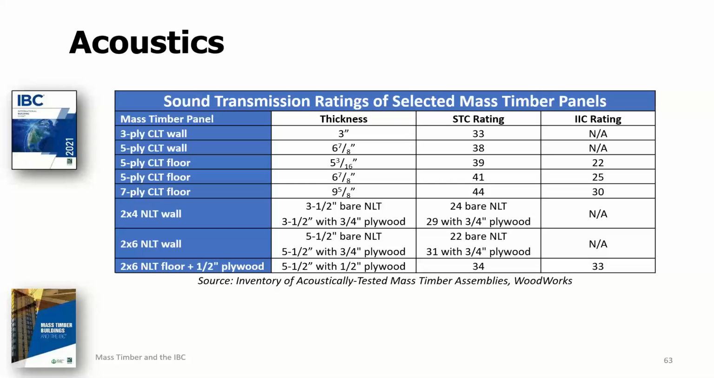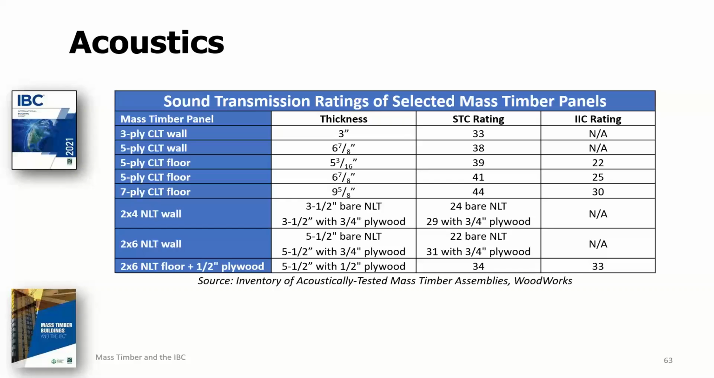Bare mass timber floor ceiling or wall assemblies are seldom used to separate dwelling units. And this is in large part because they typically cannot meet minimum STC and IIC requirements without additional components being added to them. Notice I said bare mass timber. That statement applies only to bare mass timber assemblies. For example, a 5-ply CLT floor with a thickness of nearly 7 inches has an STC rating of 41 and an IIC rating of 25 if it's just a bare 5-ply CLT slab. So as such, components are typically added to one or both sides of the mass timber assembly in order to improve their STC and IIC ratings.